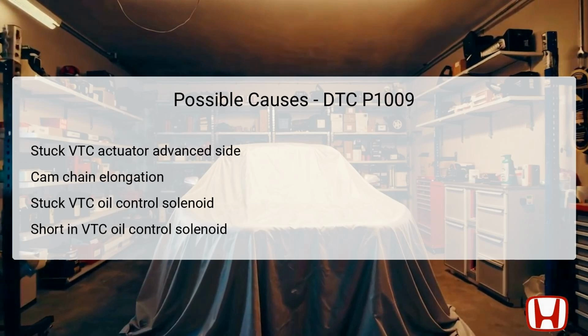One primary suspect is a stuck VTC actuator, which may fail to respond adequately, leading to an advanced phase angle. Another common contributor to this error could be cam chain elongation, resulting in timing misalignments that hinder proper VTC function. Additionally, the VTC oil control solenoid may be stuck, preventing the necessary oil pressure from reaching the actuator. Lastly, a short circuit within the VTC oil control solenoid can disrupt normal operation, triggering the DTC. Identifying these elements is crucial for a successful diagnosis.